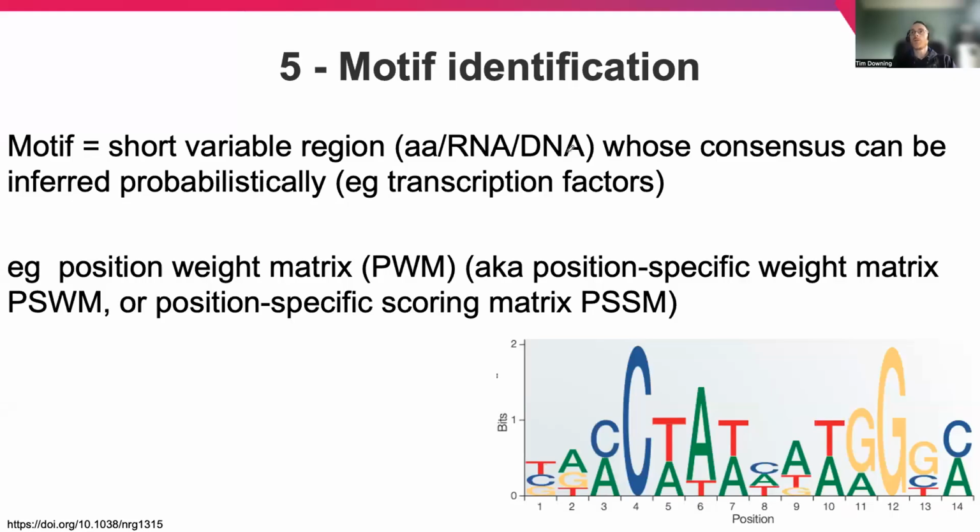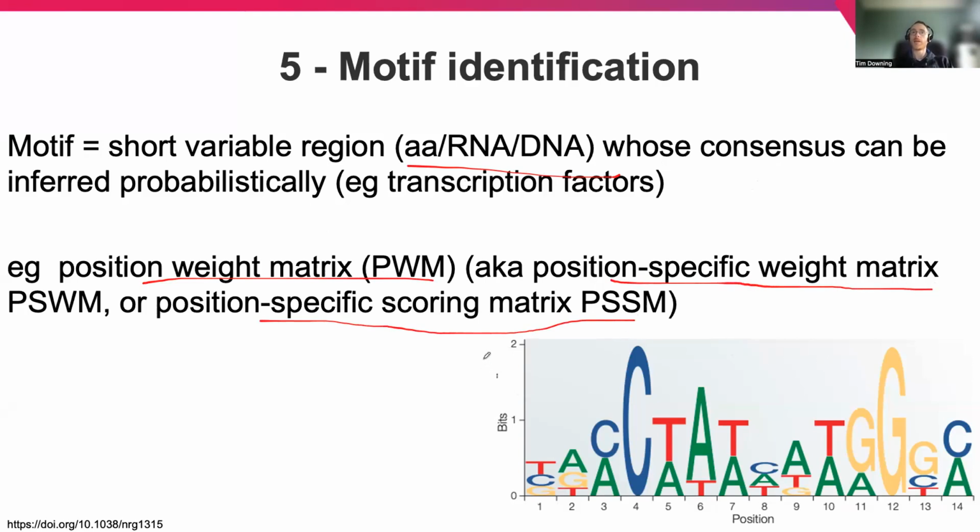So welcome to demonstration video 2 in our course G05 Antibody Analysis. Here we're looking at motif identification. A motif is a short variable region of some sort of sequence, protein, RNA, or DNA, and we want to infer the consensus based on an input set of sequences. So we're looking at a position weight matrix, PWM, which is also called a PSSM, position-specific scoring matrix, or a position-specific weight matrix as well.